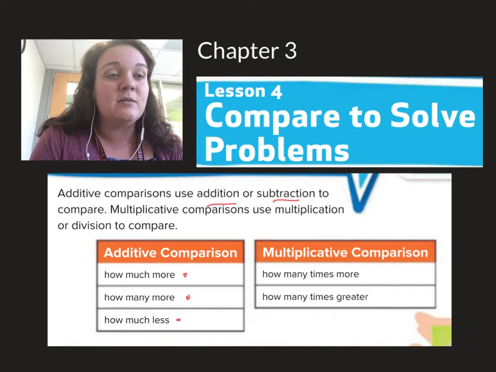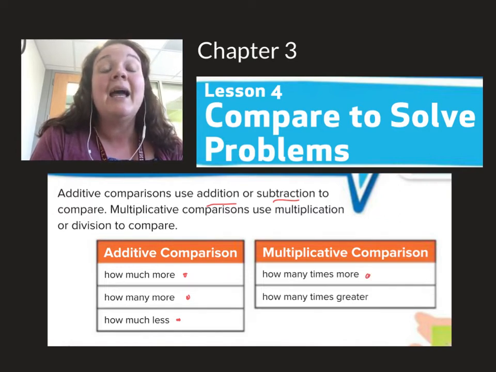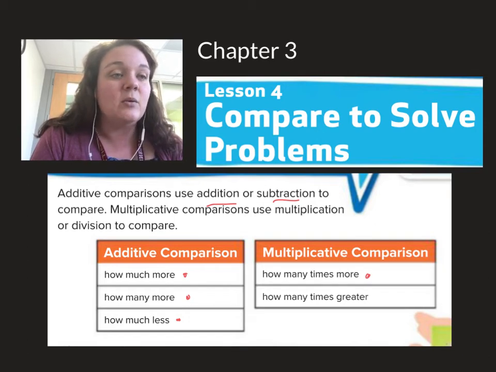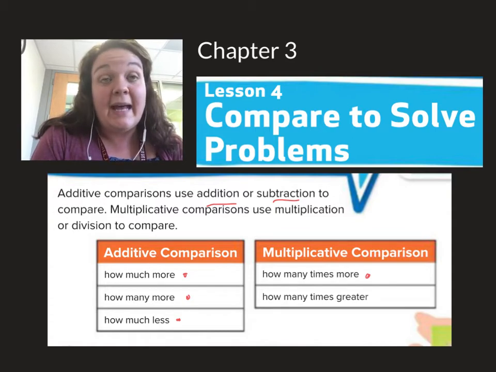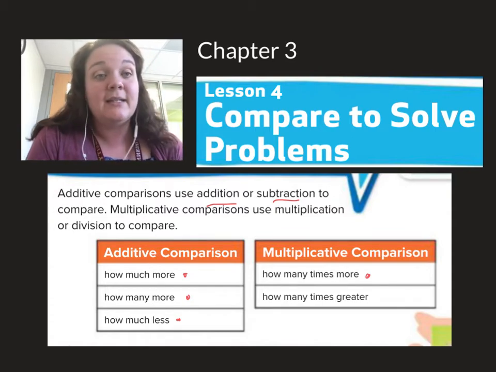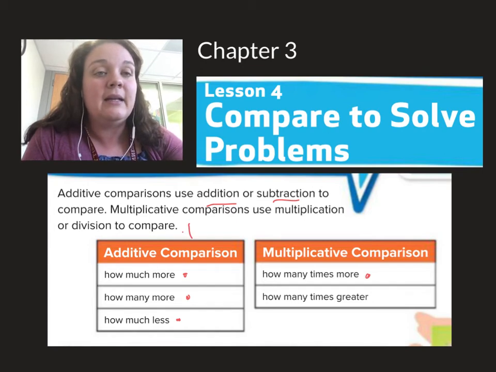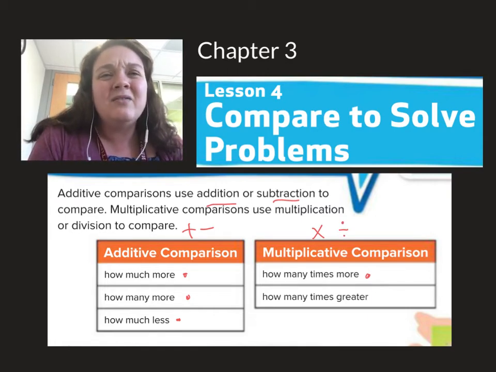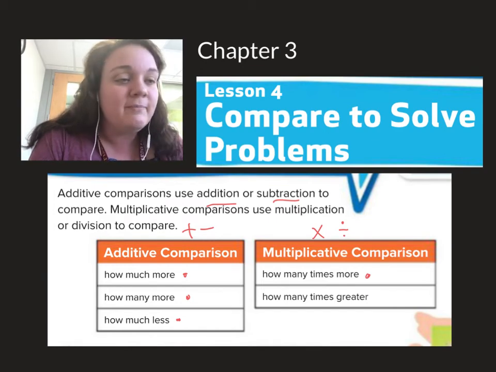Multiplicative comparisons would say, how many times more? How many times greater? They could also say how many times less. That'd be a division, right? So we've got additive, which is adding, subtracting. Let's write that in there. Adding, subtracting. And multiplicative would be multiplying and dividing. So that's kind of confusing, but let's just get started. Once we do some examples, you'll say, oh, okay, I get it. So let's get started.